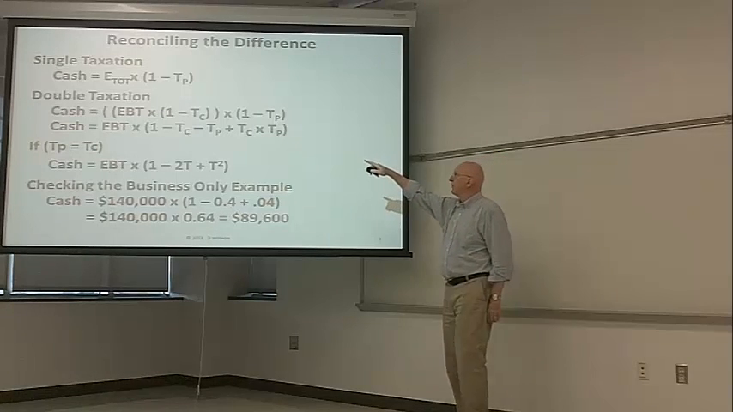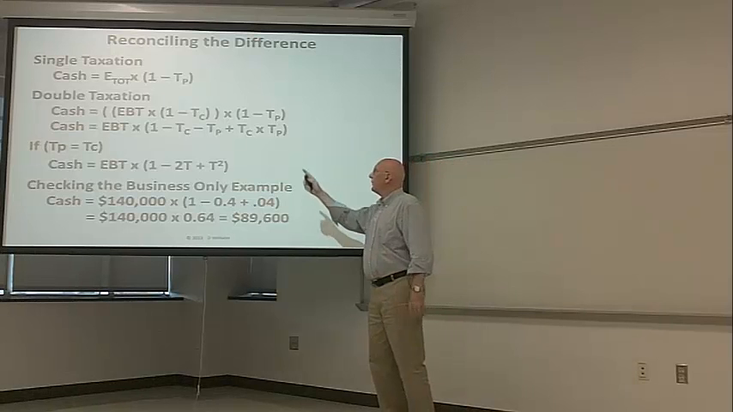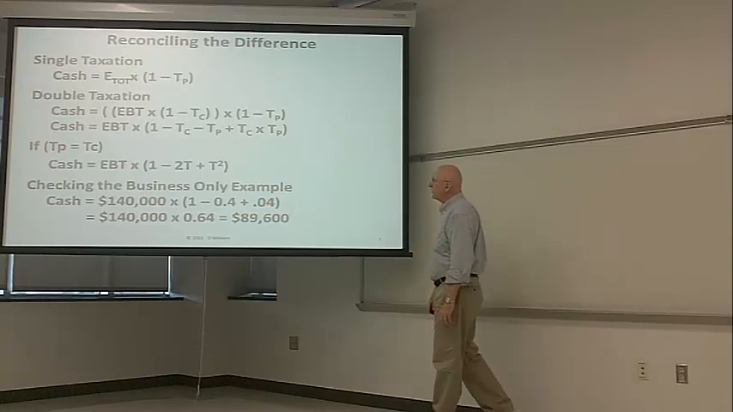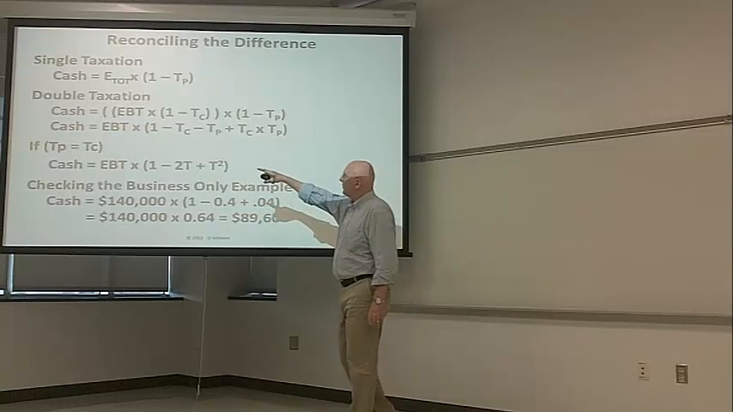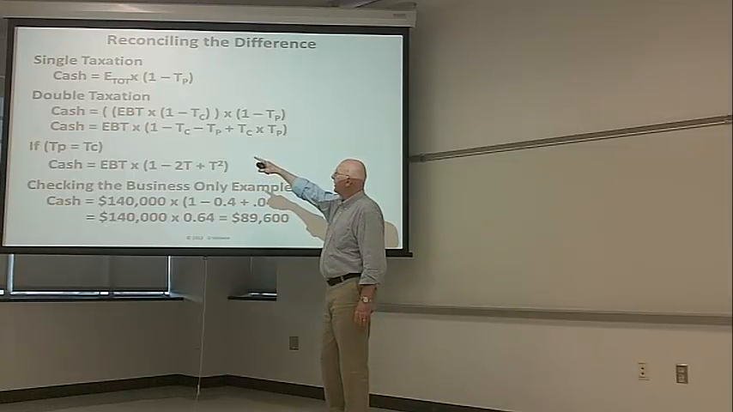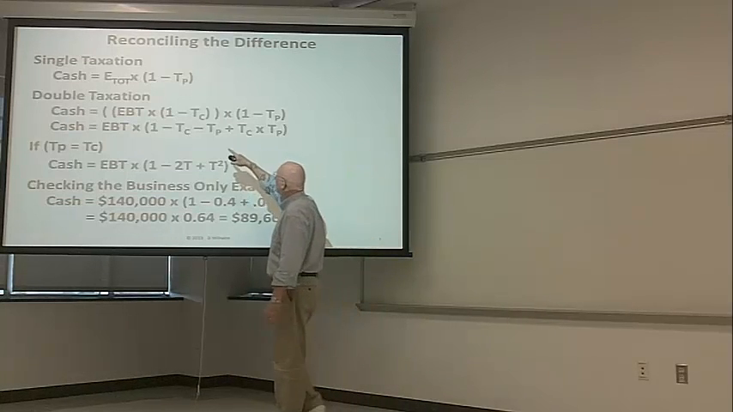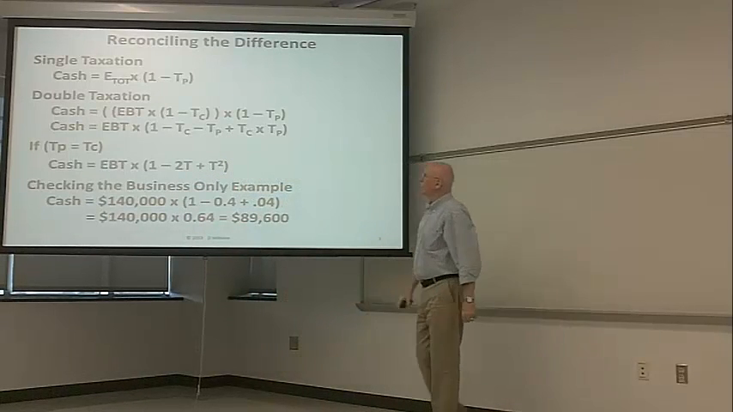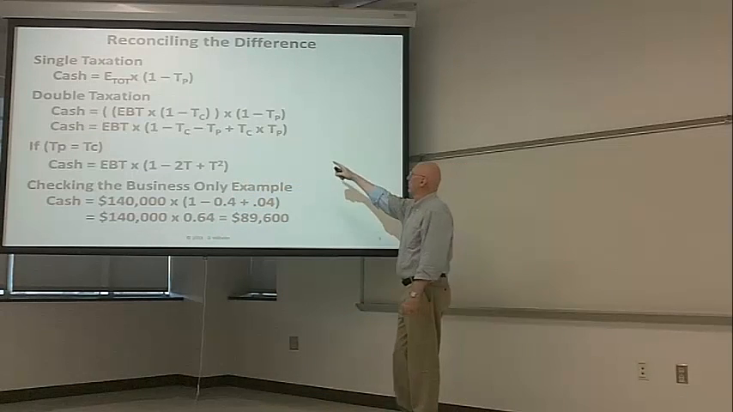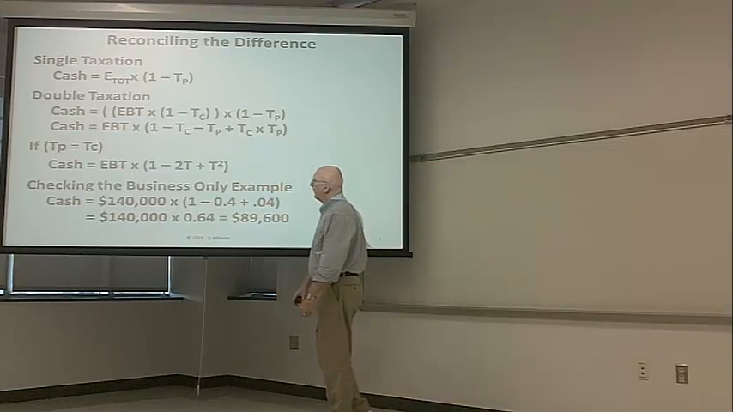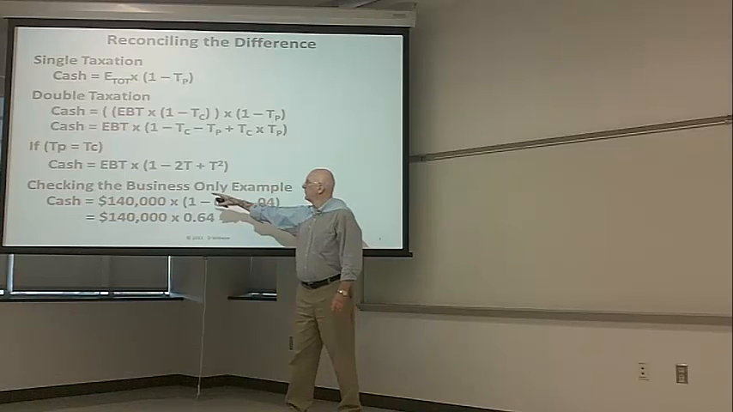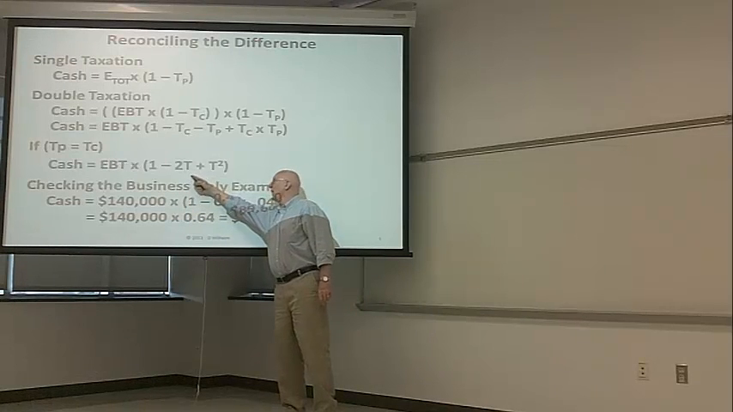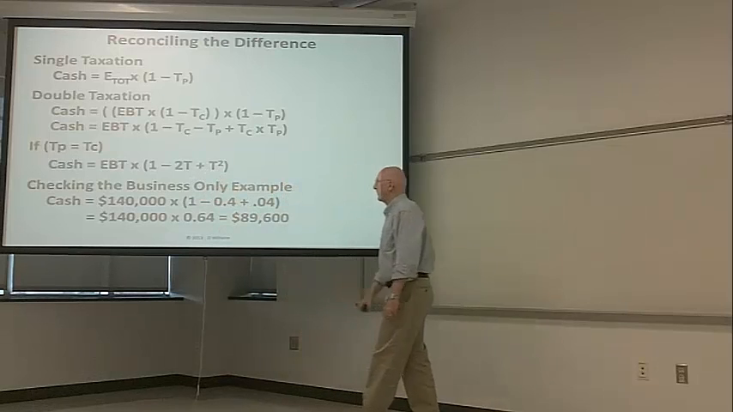So single taxation, the cash that you get to take with you is just the total earnings times 1 minus the tax rate. If it's double taxation, the cash you get to take is the earnings before taxes times 1 minus the corporate tax rate, that whole quantity times 1 minus the personal tax rate. And you can do some more math and spread it out. If the two tax rates are equal, it comes out the cash is the earnings before taxes times 1 minus 2 times the tax rate plus the tax rate squared.